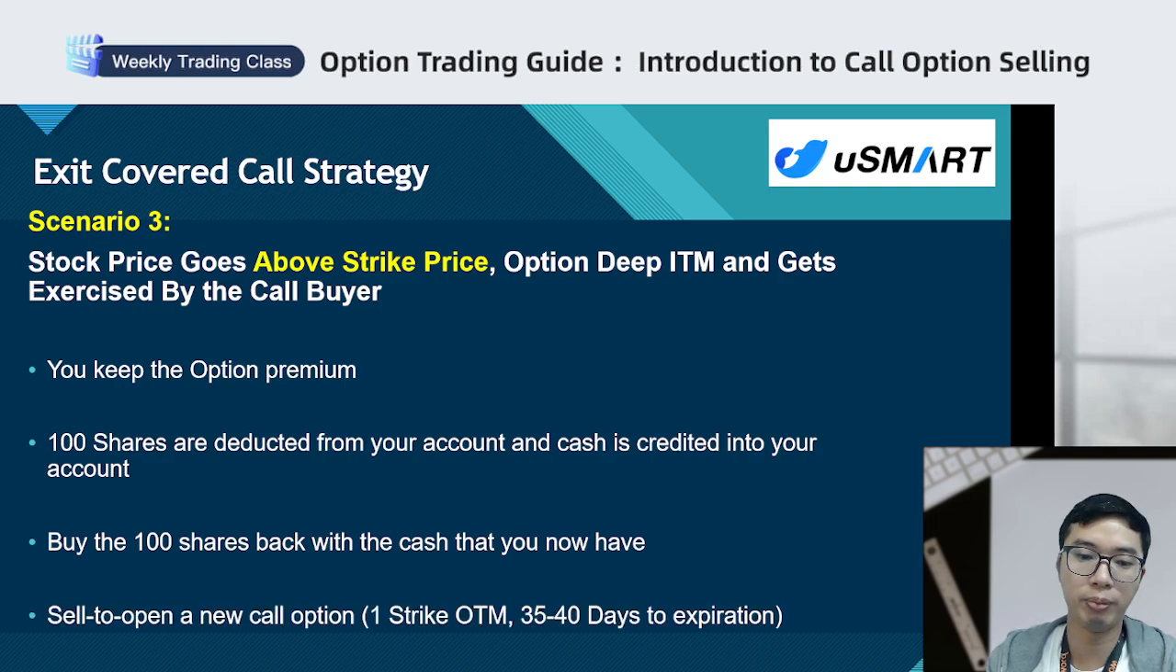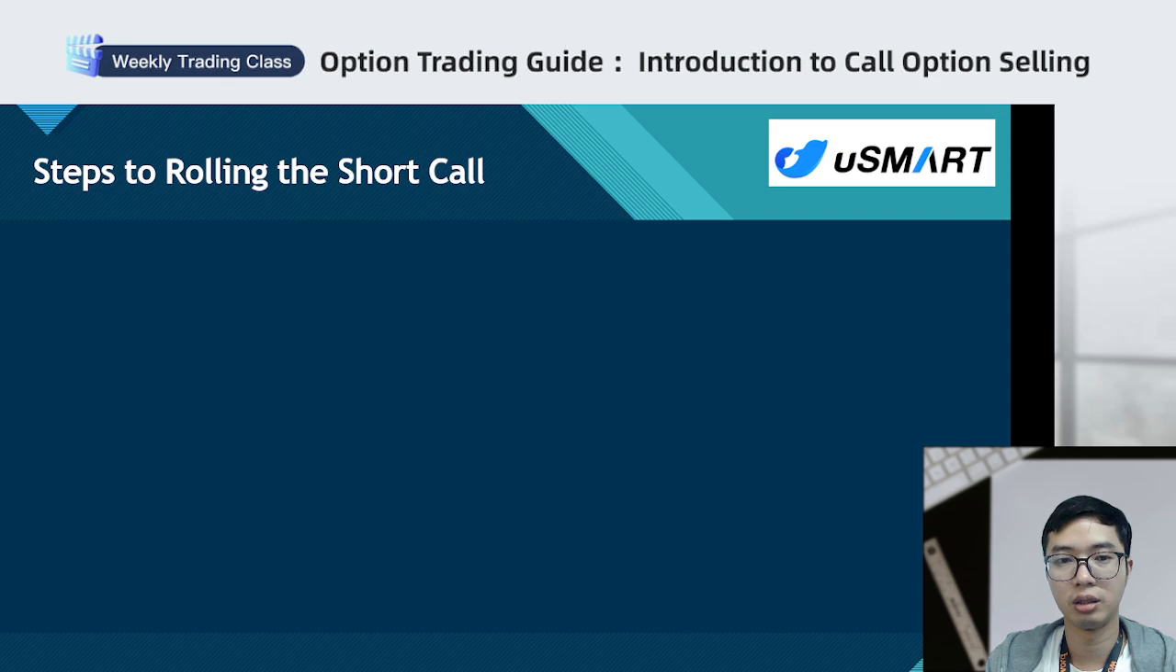We sell to open new call options, one strike out of the money, 35 to 40 days to expiration. So this is how we keep on rolling every month to get the additional income. Actually, it's not that hard, so maybe you all need to try it yourself to have a better understanding.